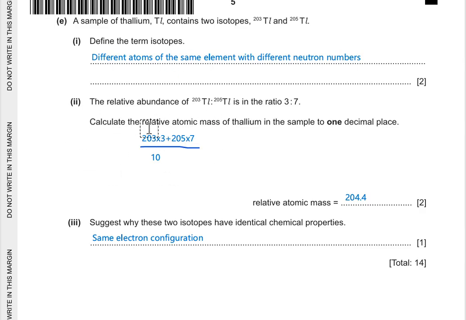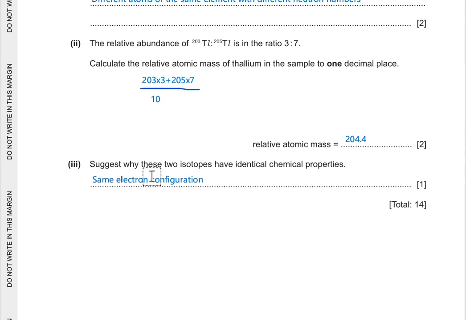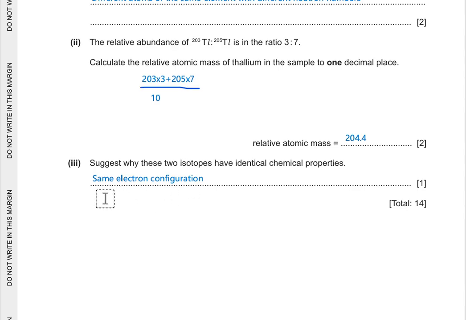So this question employs your knowledge of the relative atomic mass, the definition of the relative atomic mass. It's basically the average mass of an atom compared to 1/12 the mass of 12C, which is carbon. Here we have the two atoms, so we just multiply their masses by their corresponding ratios, and then divide by the sum of their ratios, which is 10, giving us the relative atomic mass. Suggest why these two isotopes have identical chemical properties: same electronic configuration.